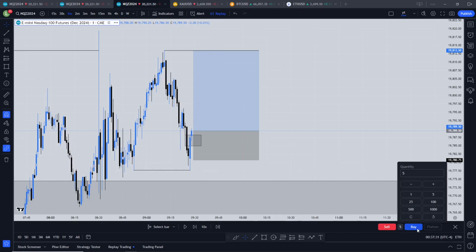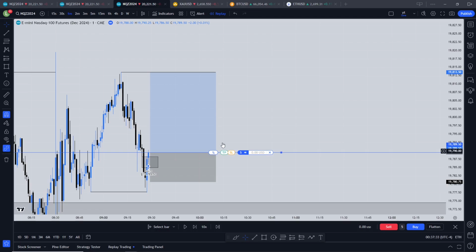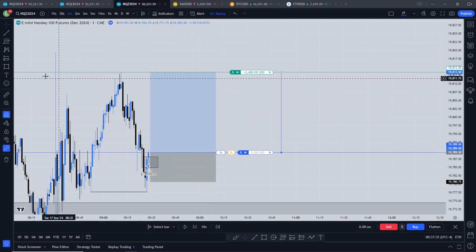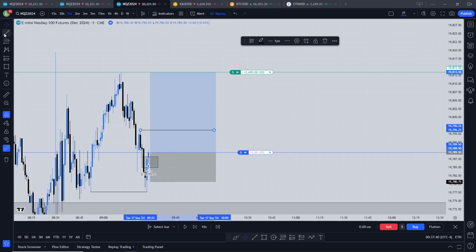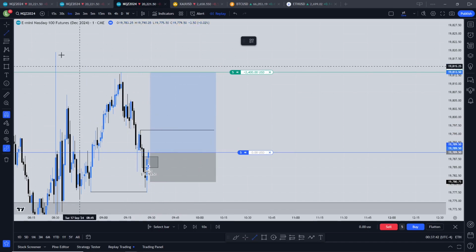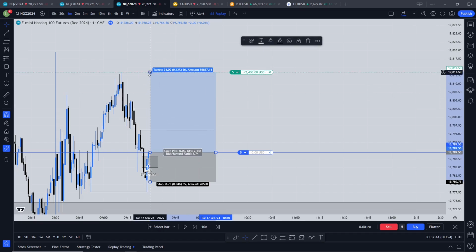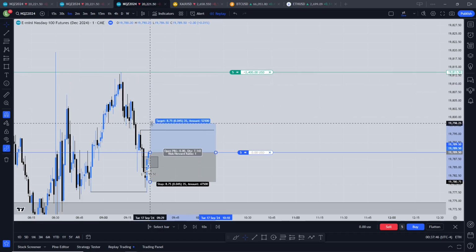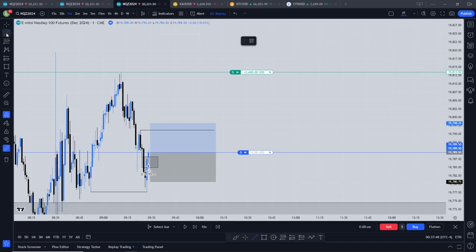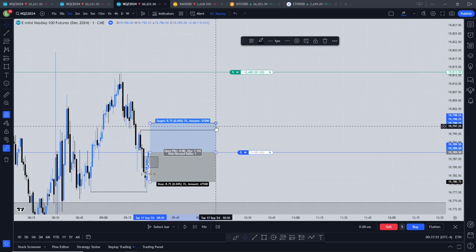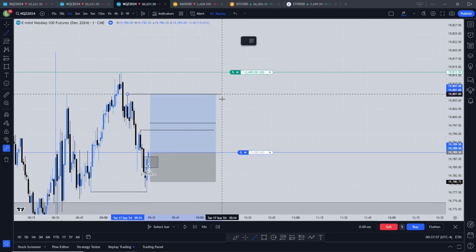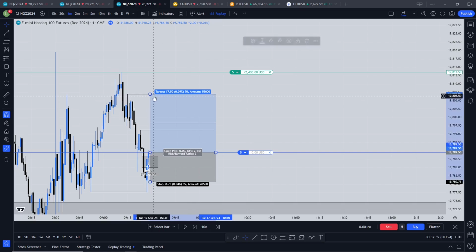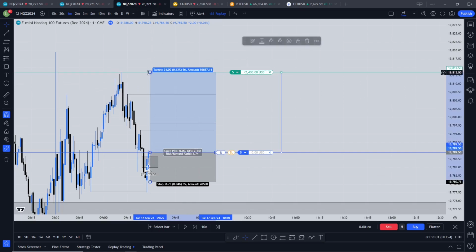So here, let's say we enter with 5 contracts, full TP up here. Break even right here. I would put the first TP at 1 risk reward. So first TP is right here. Second TP I would put probably right here at this. And then full TP is up here.